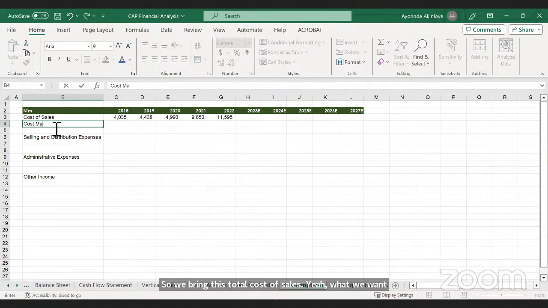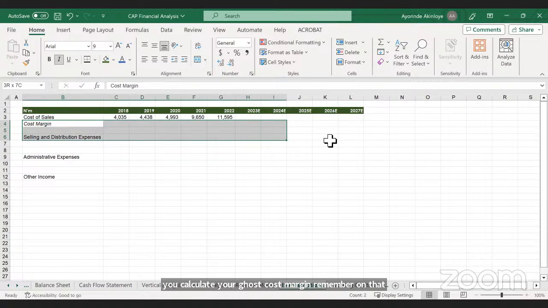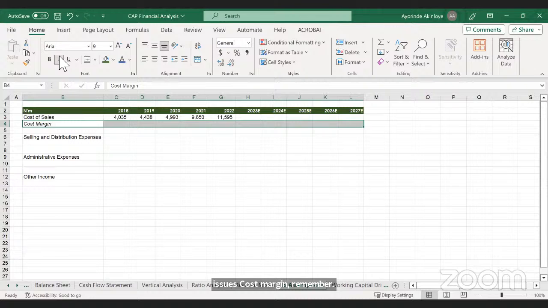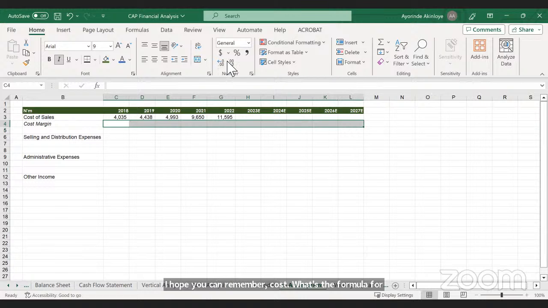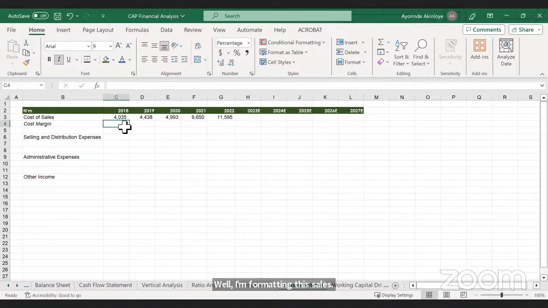And then you calculate your cost margin. Remember, under ratios, cost margin. I hope you can remember cost margin. What's the formula for cost margin? Put it in the chat box. While I'm formatting these cells, put the formula for cost margin in the chat box. Oh yeah, sharp.